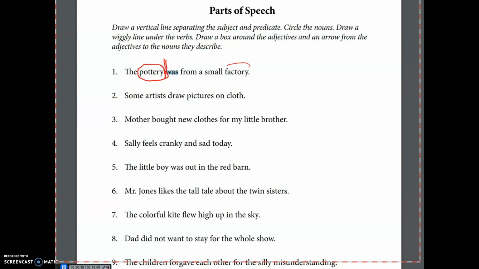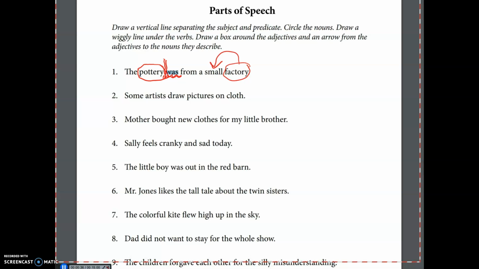So pottery and factory, those are our two person, place, or things. Was is our verb, so we'll put a little squiggly under it. And then small is describing the factory, so that will be our adjective. So that's the word that describes. So if you'll turn to page 59 in your activity book and do this right along with me. If you need to hit pause, you can. Hit pause and then you can watch this video right along with me and write in your book at the same time.